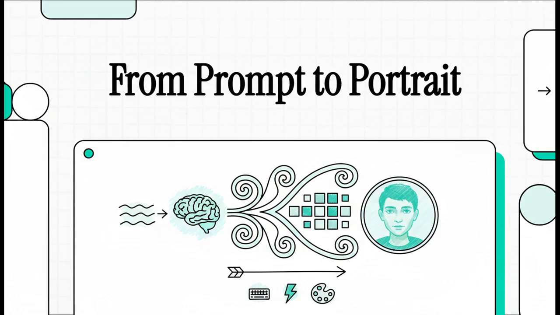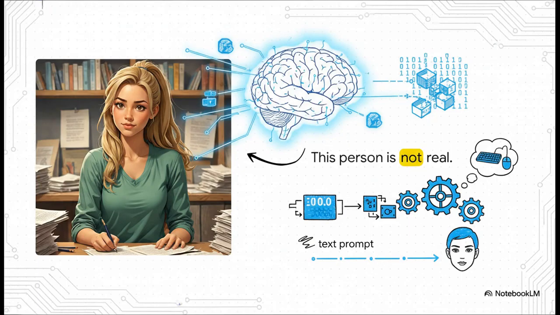Today, we're going to pull back the curtain on the incredible process of how artificial intelligence goes from just a simple line of text to creating a portrait just like this one. Yep, you heard that right. This person, she's not real. She was completely dreamed up, pixel by pixel, by an AI. She was born from a machine that was simply given a set of instructions in plain English.